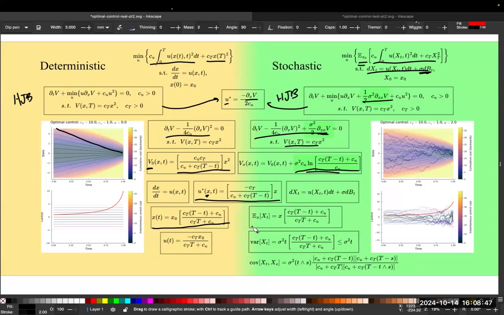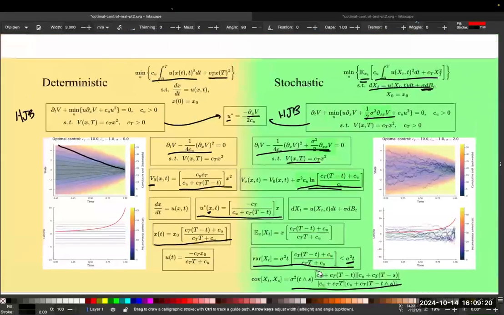Offline, I also derived this expression here, which is the variance of our stochastic process. And we see this is going to be less than or equal to sigma squared t, which is what we would have in the case that we weren't implementing a control. So this is an uncontrolled Brownian motion. You would have this amount of variance. But this is the variance that we have for our controlled process. And if you're interested in seeing the covariance, it looks like this, I believe. So those are our results from last week.